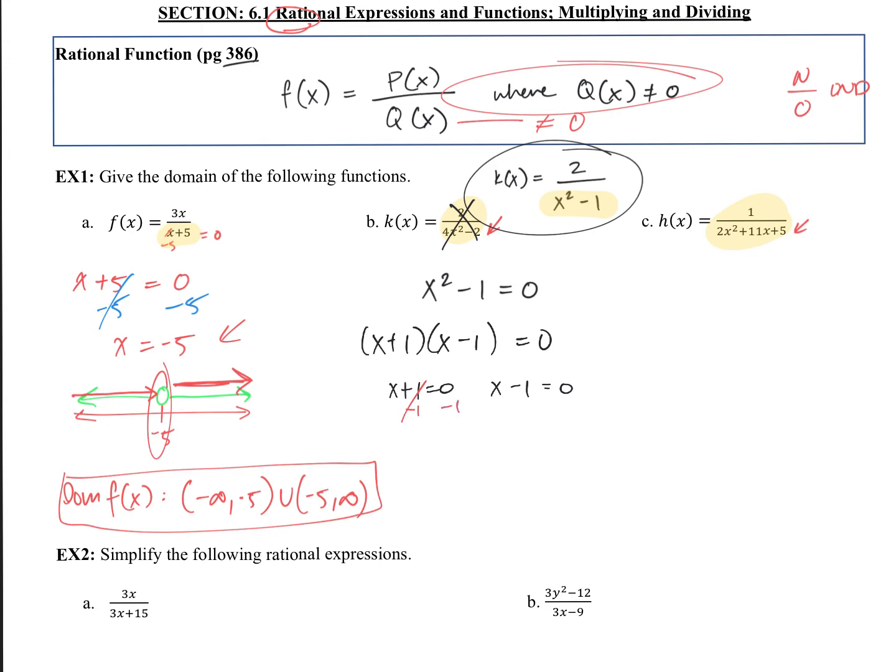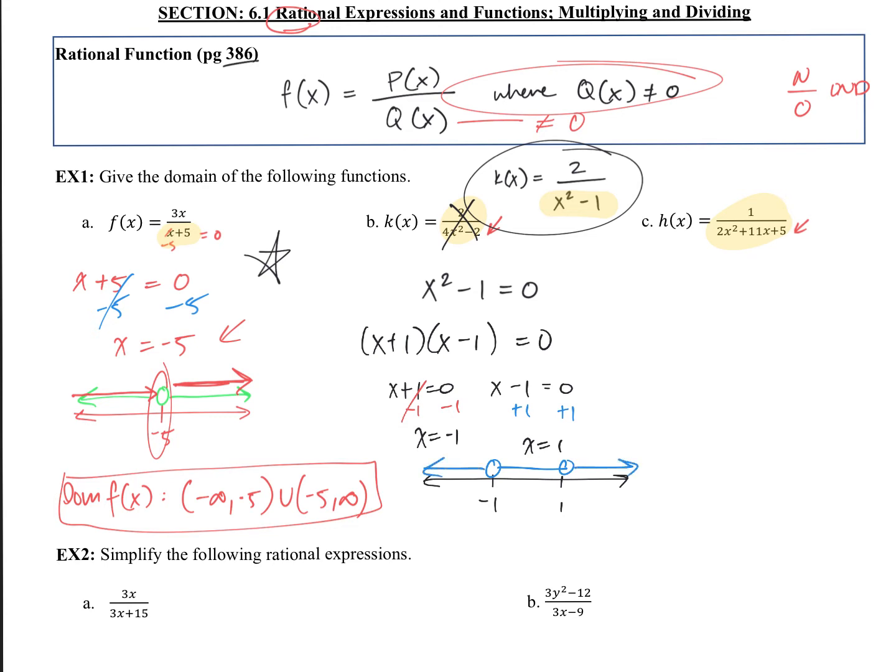Subtract 1 from both sides, and we get x equals negative 1. And then add 1 to both sides, and we get that x equals 1. Oh, so this time, we don't have one problem number, like we did on this problem. We actually have two numbers that cause a problem. So on my number line, the two that I'm going to take out are negative 1 and 1. But every other number on the number line is allowable because they don't make my denominator 0.